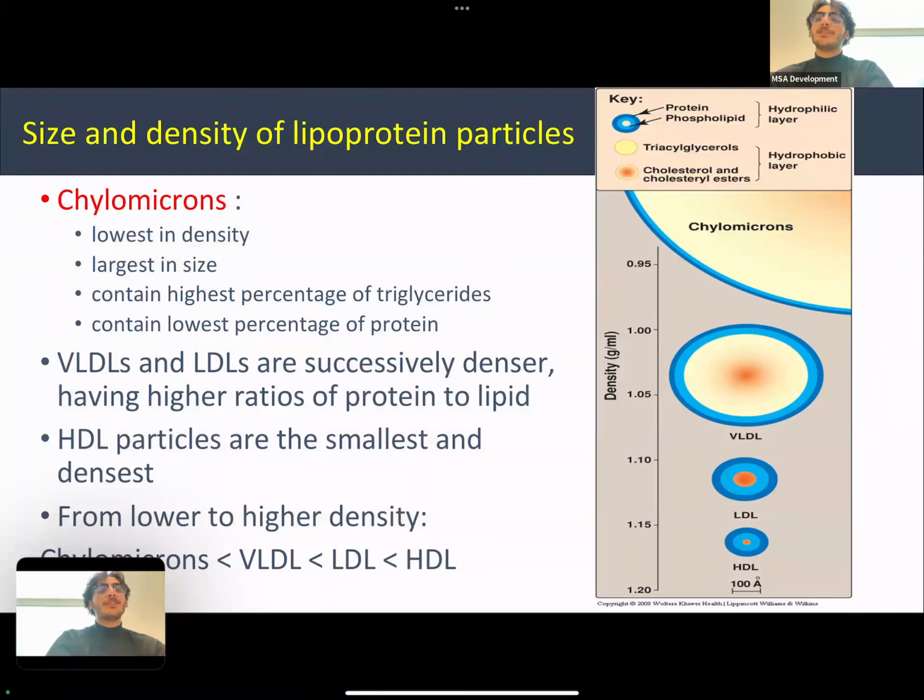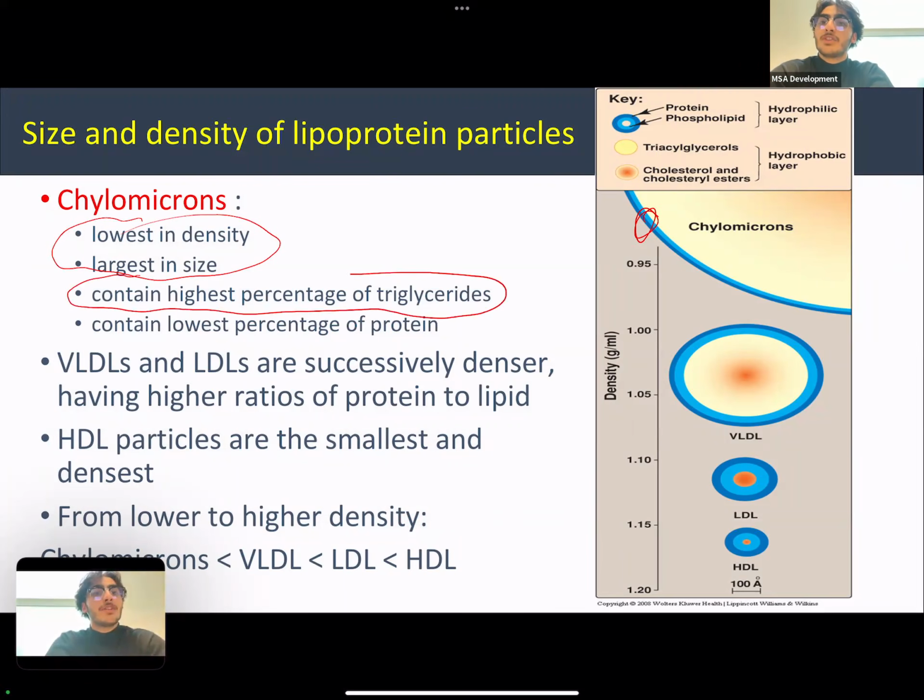So when we talk about density of lipoproteins, we have chylomicrons, which are the lowest in density and largest in size. When we talk about density, we're actually talking about the protein aspect of the lipoproteins. So chylomicrons have the least proteins, and that's why they're the lowest in density, but they're the largest in size because they contain the highest percentage of triglycerides. And notice here they said chylomicrons contain the highest percentage of triglycerides.